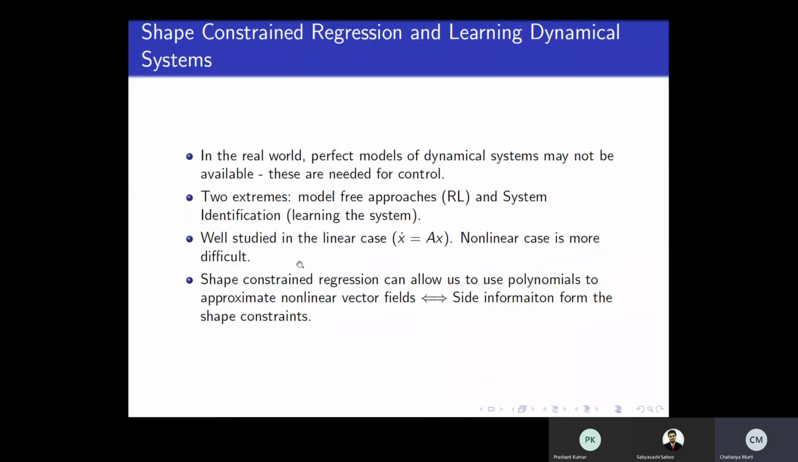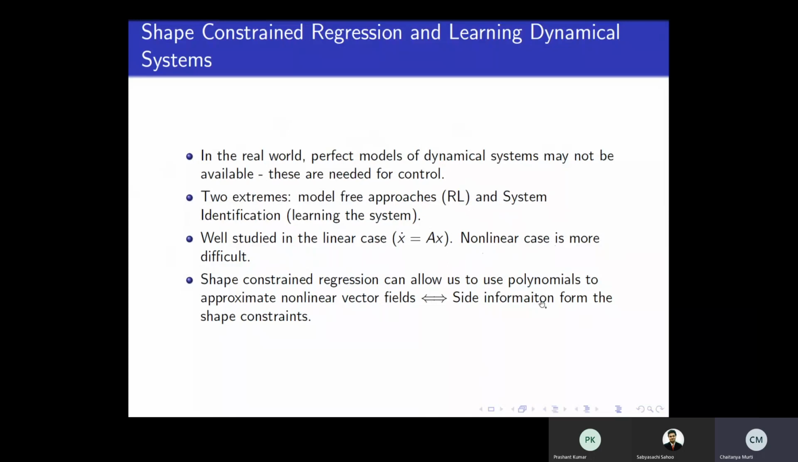This is really well studied in the linear case, where x dot of t, dx by dt, is equal to a constant matrix A multiplied by x of t. In the nonlinear case, it's a lot more difficult. Shape-constrained regression really allows us to approximate nonlinear vector fields well.